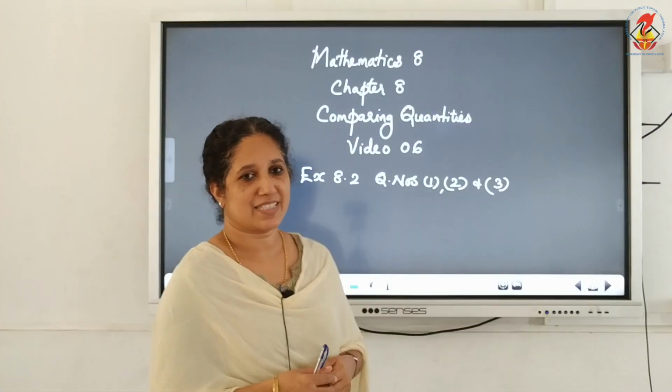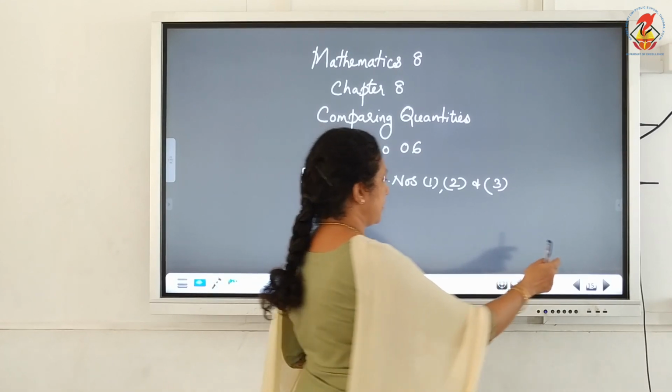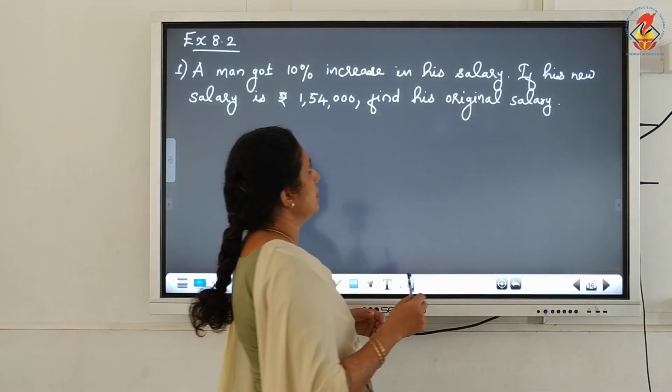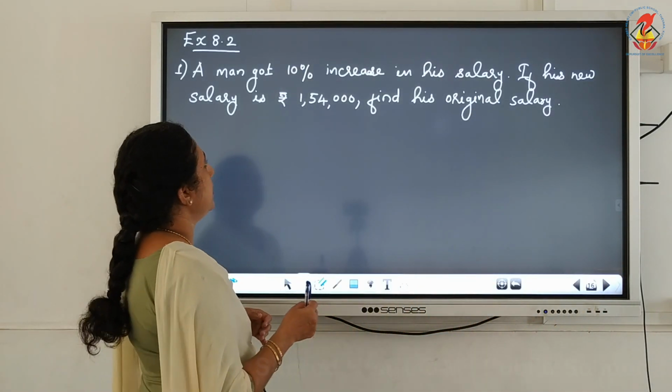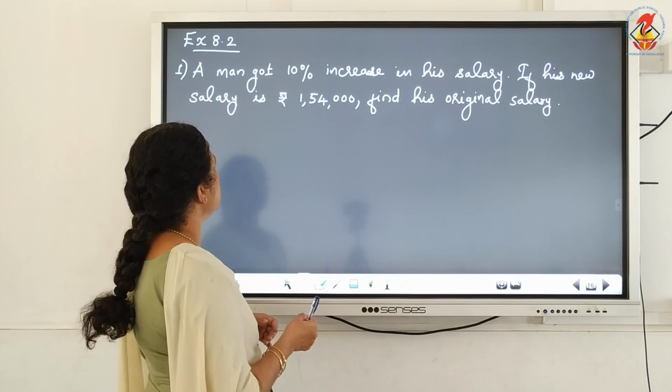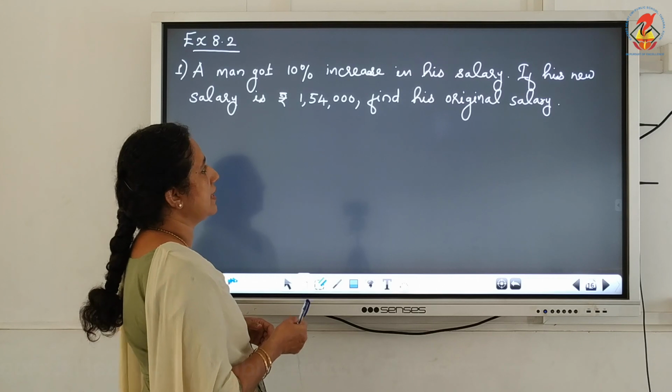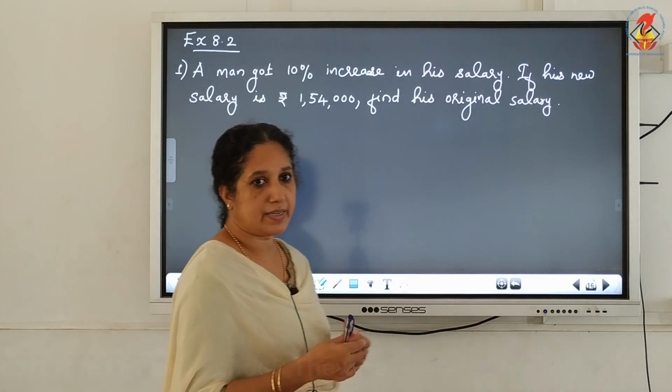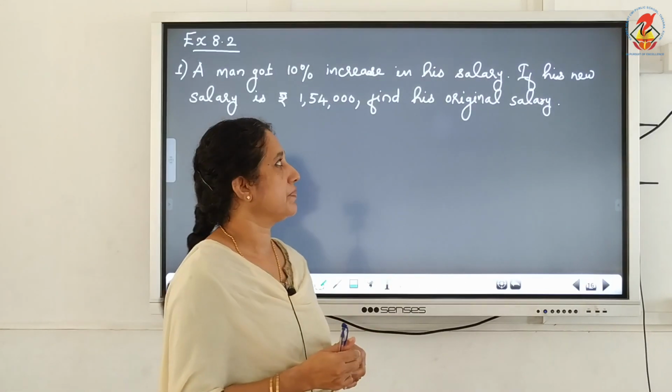We are going to start exercise 8.2. Now first question. A man got a 10% increase in his salary. If his new salary is rupees 1,54,000, find his original salary.